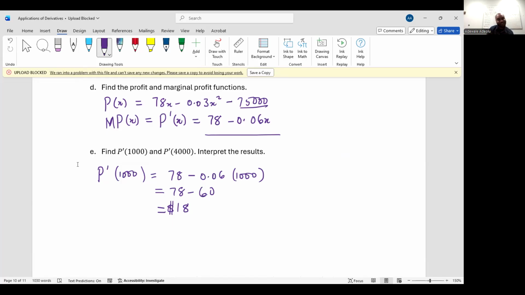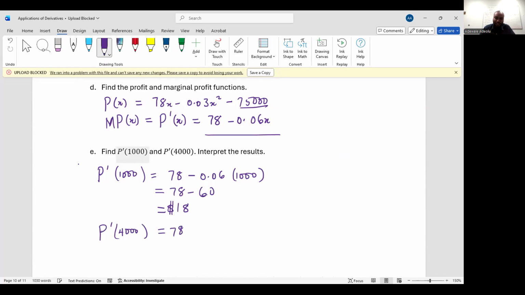What this tells you is that when you produce the 1001st, you are still making profit. As a business owner, that is informing you of something. The price you are selling at and the number of demands you are having is still making sense for your business, because the profit is still $18 per item after making those 1000 items. So that is still good. Okay, let us check for 4000. That is the profit you are making for the 4001st cordless drill.